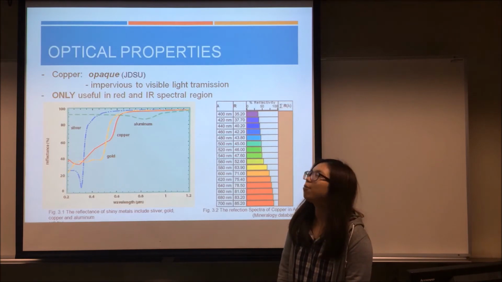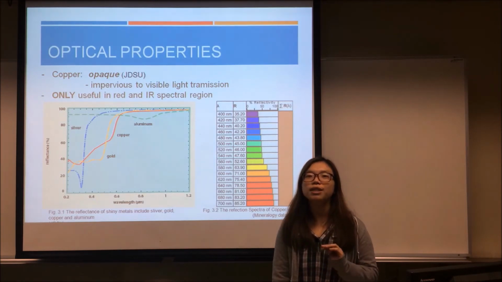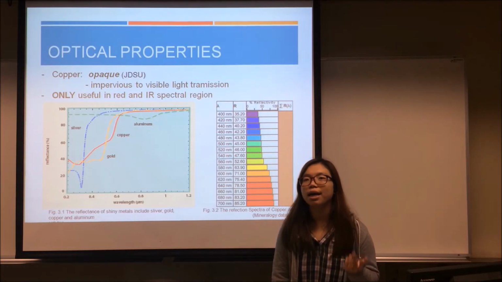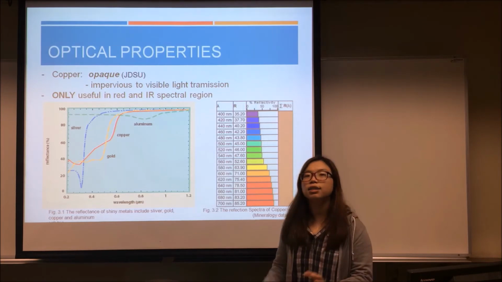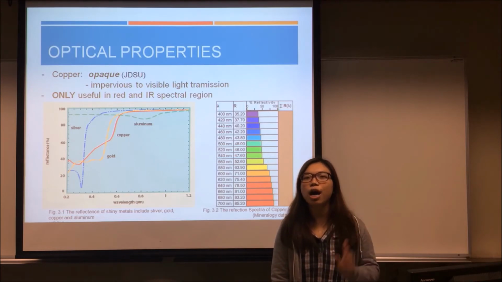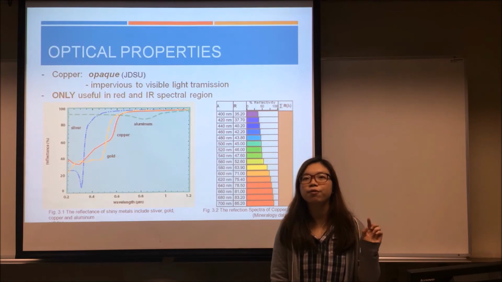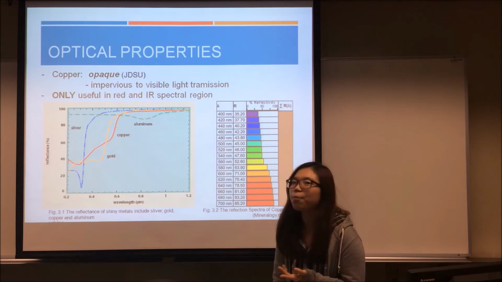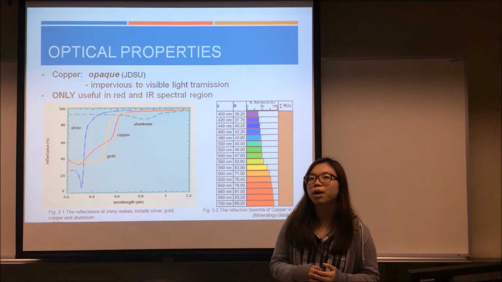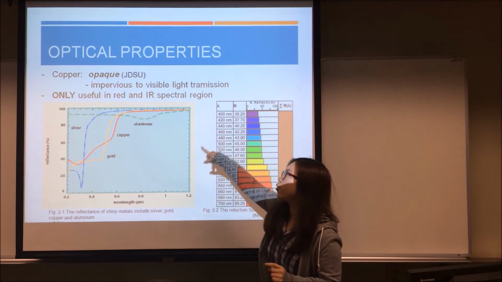Now moving to the optical properties. Optical property refers to the response of a material towards electromagnetic radiation and visible light. So let us look at the optical property of copper. Copper, similar to other metals, is opaque, that is, impervious to visible light transmission. However, copper is reflective only in the red and infrared spectrum regions, as shown in this figure.